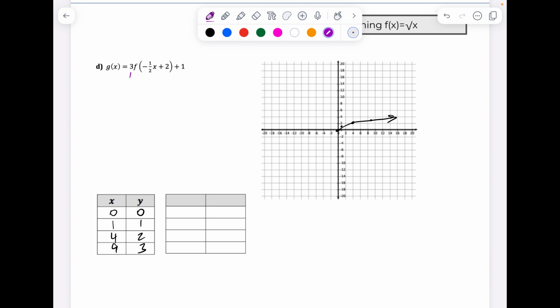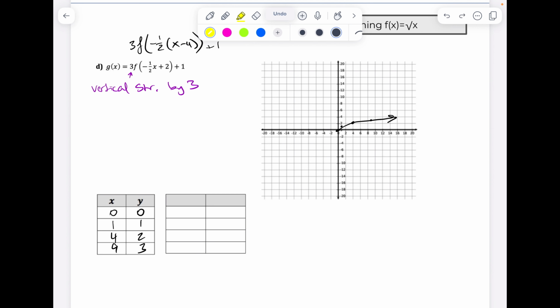So the 3 tells me that there's a vertical stretch by 3. One thing we have to do here is we actually have to rewrite this. We have to factor out that a half. So that'll be x minus 4, because if I divide 2 by negative a half, it becomes minus 4. So that's just something we have to do because it has to be factored before we graph it, okay?